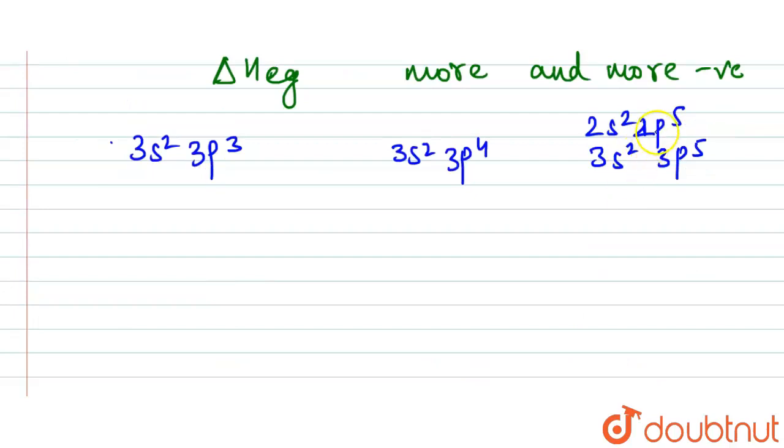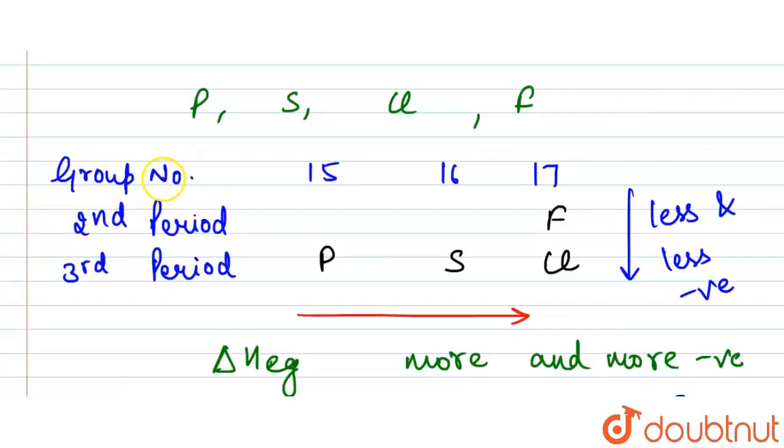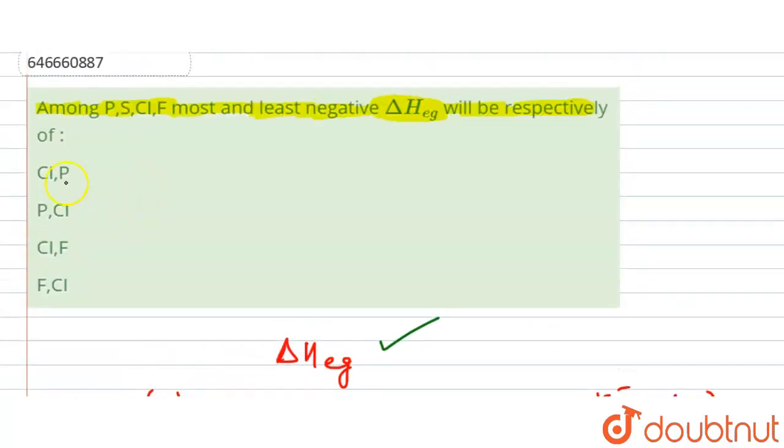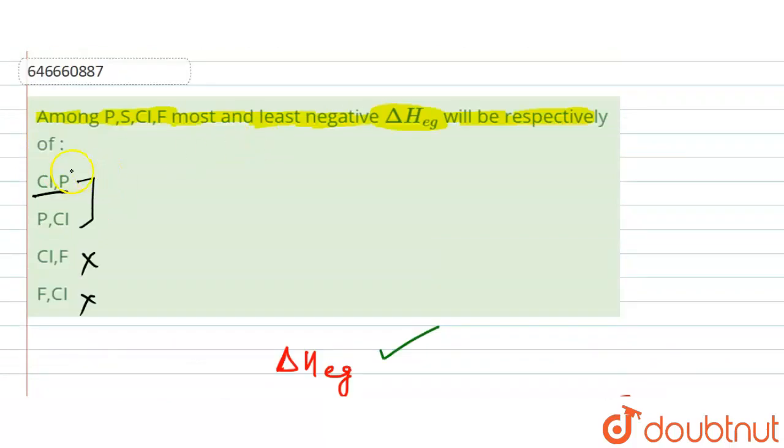Here we see that fluorine and chlorine need only one electron for the stable configuration, while phosphorus needs three, because the p orbital holds six electrons. So phosphorus will have the least, because as we move from left to right, electron gain enthalpy becomes more and more negative. So the incorrect options are eliminated, and our answer will be from the remaining two. The least negative is phosphorus, that is sure.